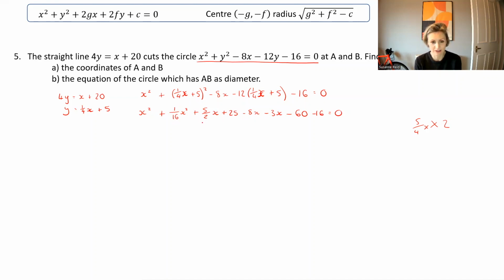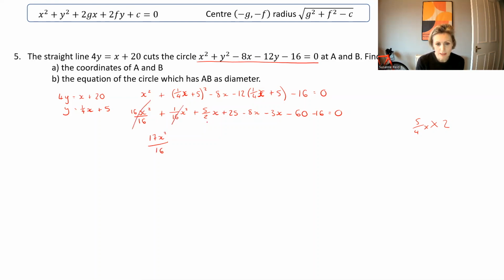Okay, so fractions. So let's look at this just now. We've got x squared and a 16th x squared. So we can write x squared as 16x squared over 16. If I'm adding those together, I get 17x squared over 16. So those are dealt with.